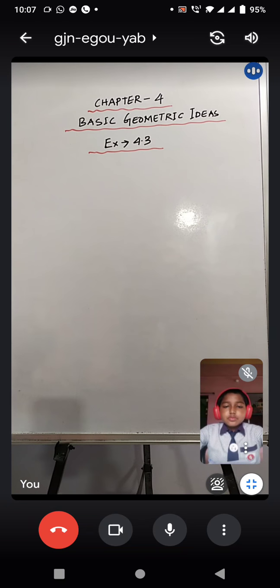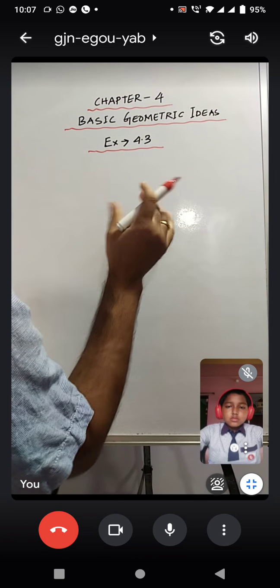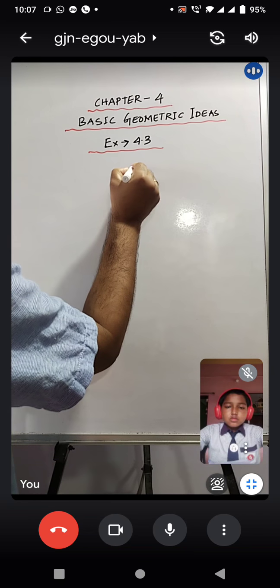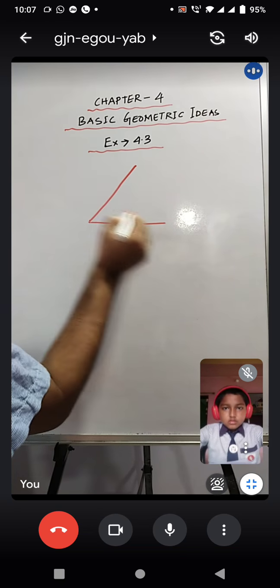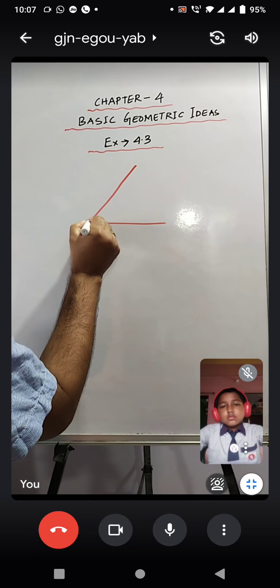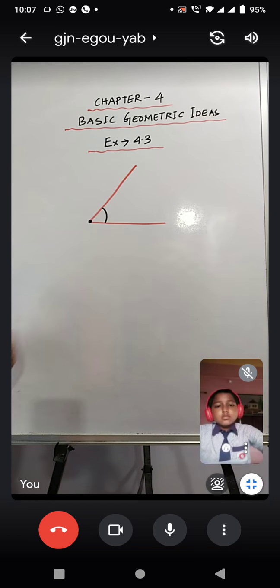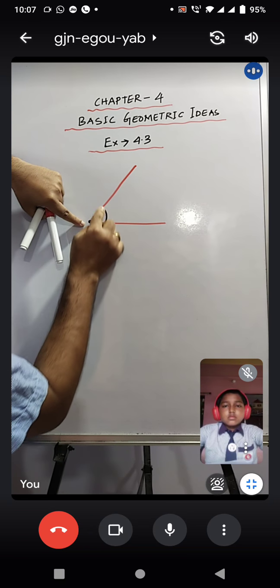But before that I would like to show you how to name the angle. What is an angle? When two lines meet at one point, it forms an angle. Always remember, when two lines meet at one point, it forms an angle.